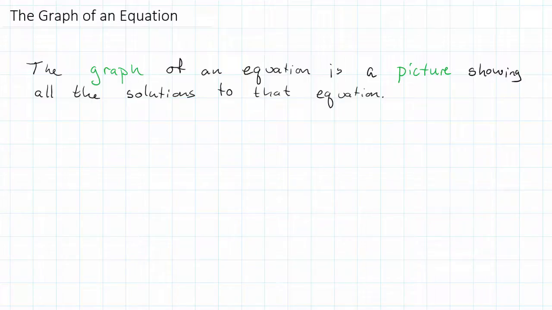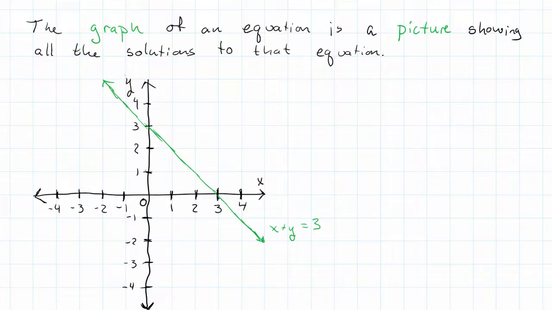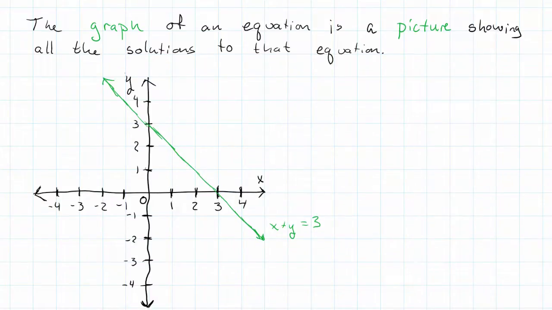I'm going to show you an example in order to explain what this means. What I've drawn for you here is the graph of the equation x plus y equals 3. Now we'll talk in a little bit about how you would come up with that graph. But given this graph, what do we know? What do we see here?